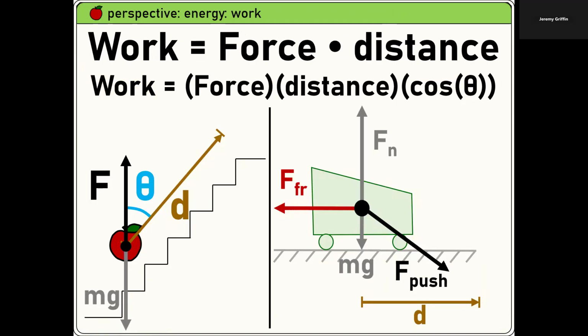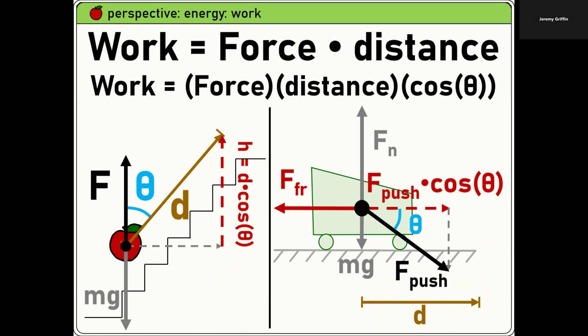Work, force times distance. And if there are two vectors, like force and distance, that are separated by some angle, you multiply those times the cosine of the angle between them. Guys, this is a dot product. You only multiply the parallel components. So you guys go with dot products. That's a dot product right there.